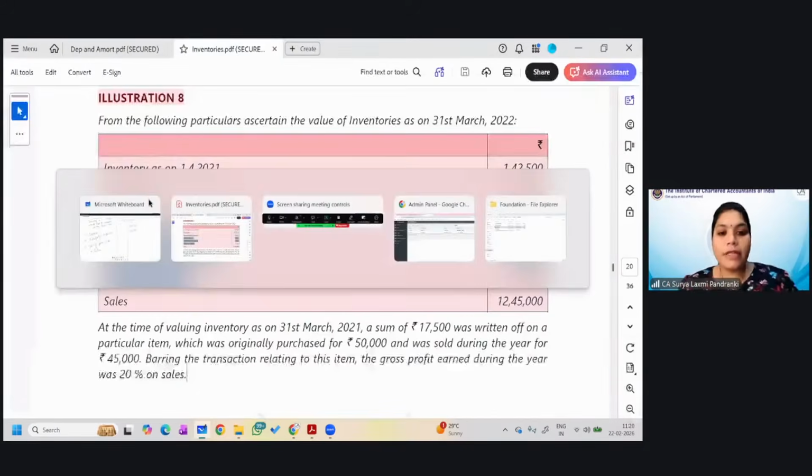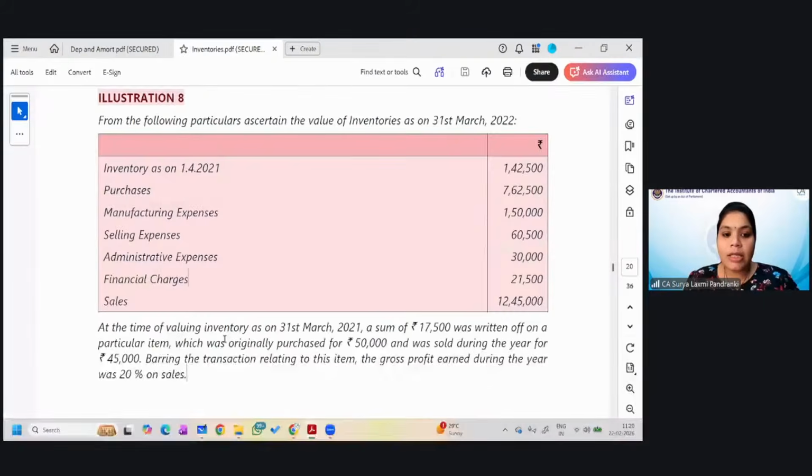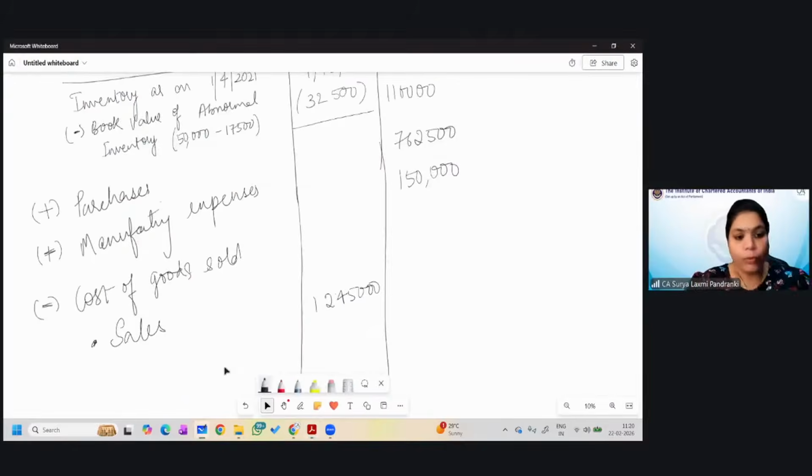What is the value of sales in the question? 12,45,000. 12,45,000 is the sale value. But there are a few adjustments to be done to this. Let us go back to the question again. This part of 50,000 and 17,500 we have adjusted in our opening stock. But they told that this particular item was sold during the year for 45,000, which means this 45,000 is sitting in the sales value of your question. Whatever sales you have includes this 45,000 also, which is again removed, right?